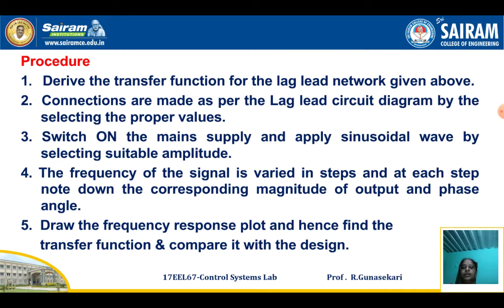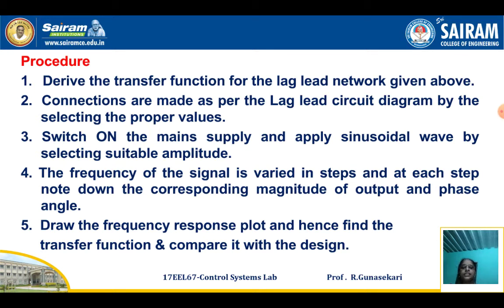I mean by using the amplitude knob in the signal generator, we adjust the amplitude of the input voltage, that is 1 volt or 2 volt or 3 volt. Like that you have to set a suitable amplitude of the sinusoidal wave which is applied to the lag lead network.